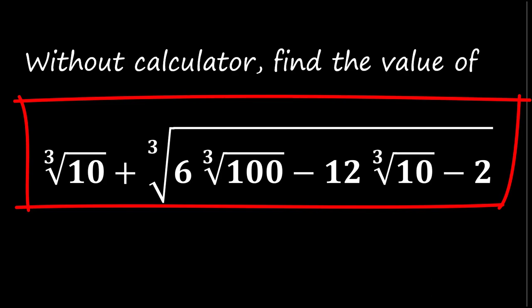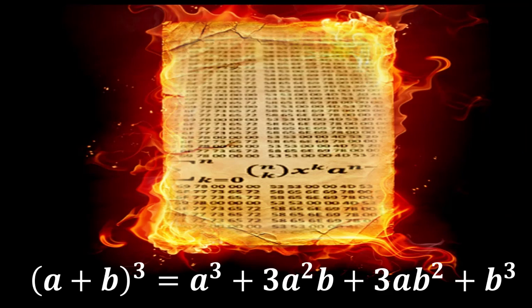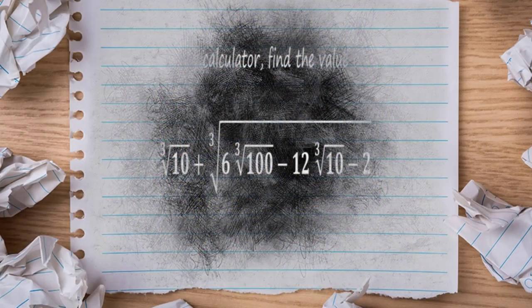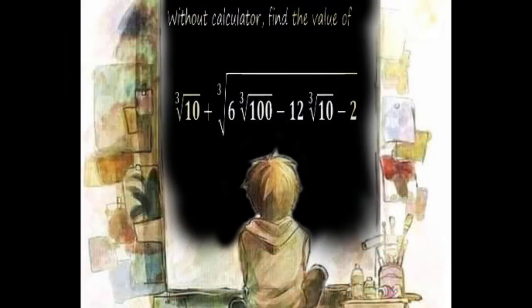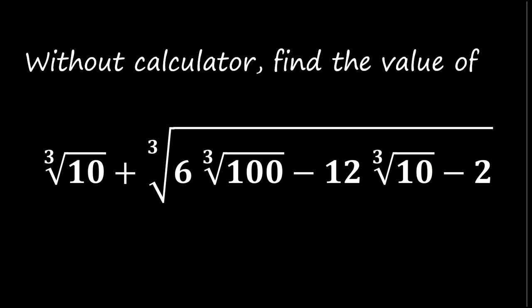Before we dive into the solution, let me offer you a hint. Consider the concept of expanding (a + b)^3, which leads to a^3 + 3a^2b + 3ab^2 + b^3. Take your time, grab your pen and paper, ponder this expression, and if necessary, seek help from friends and teachers. When you're ready, we'll explore the solution together. Let's begin.